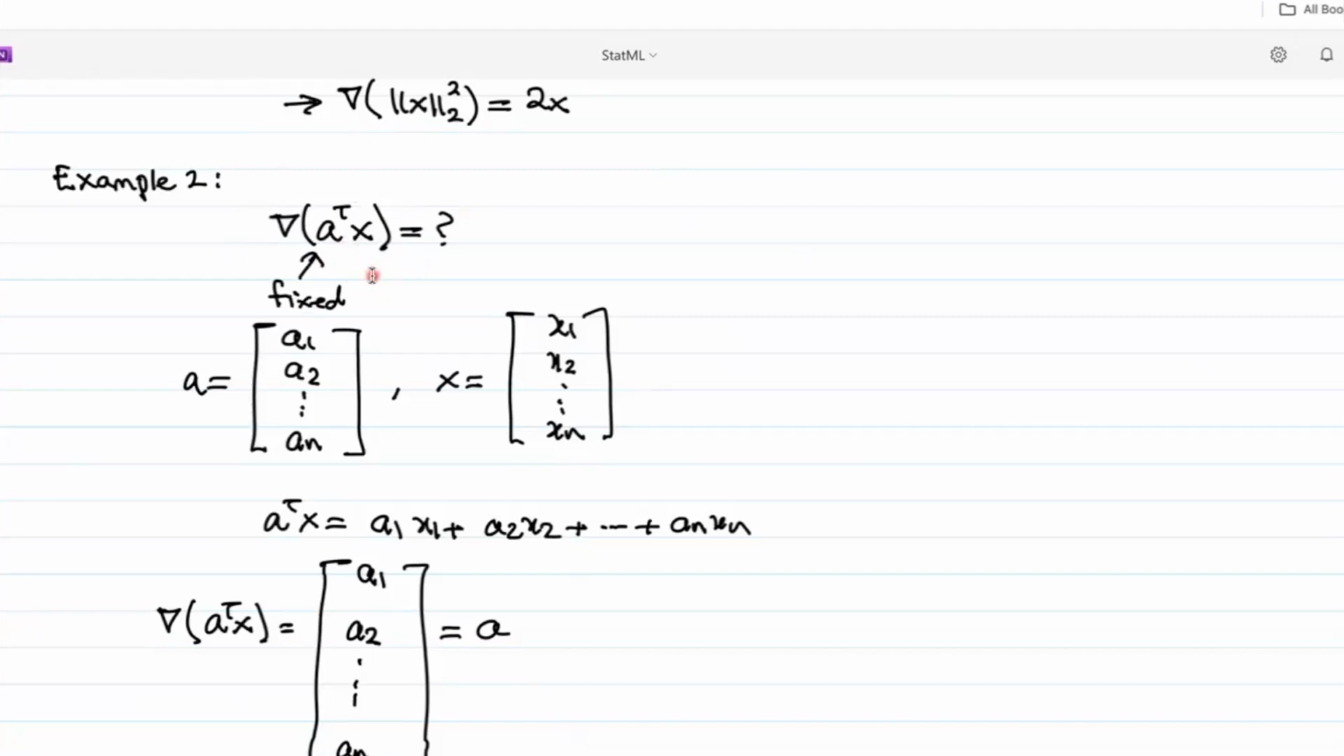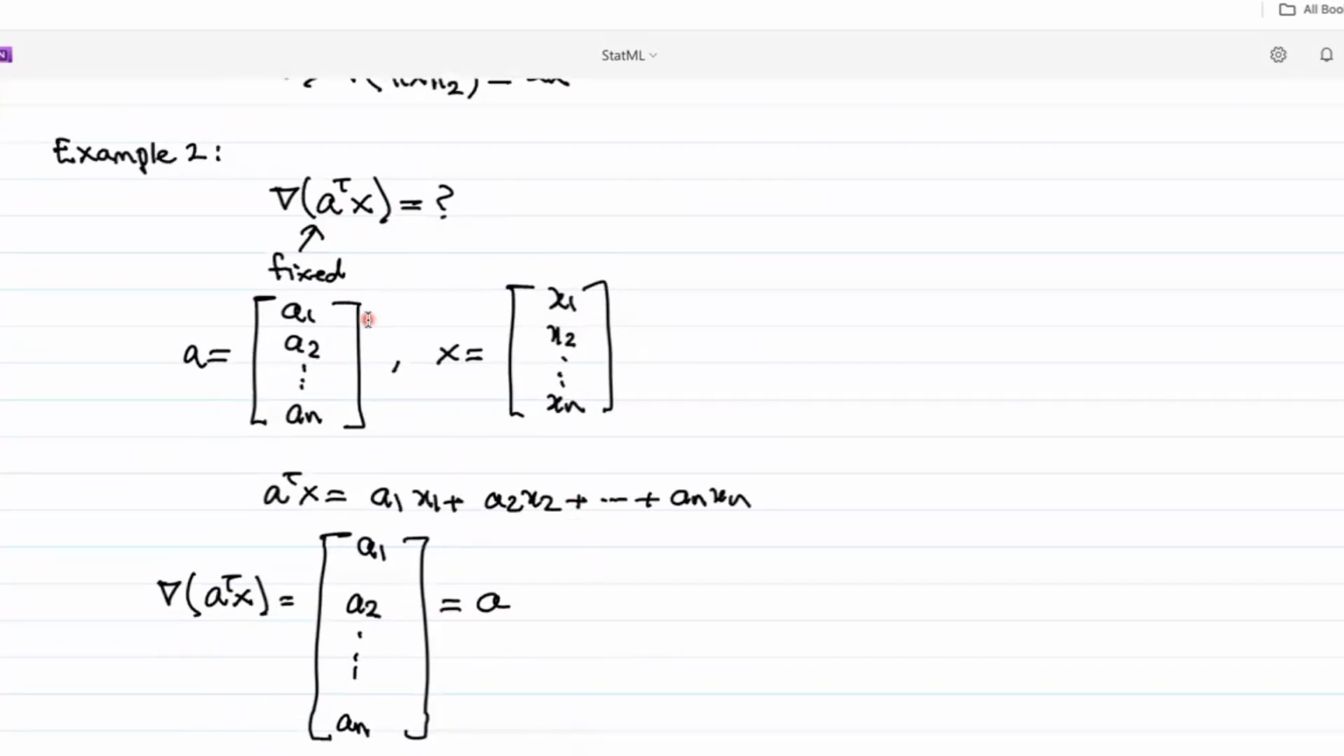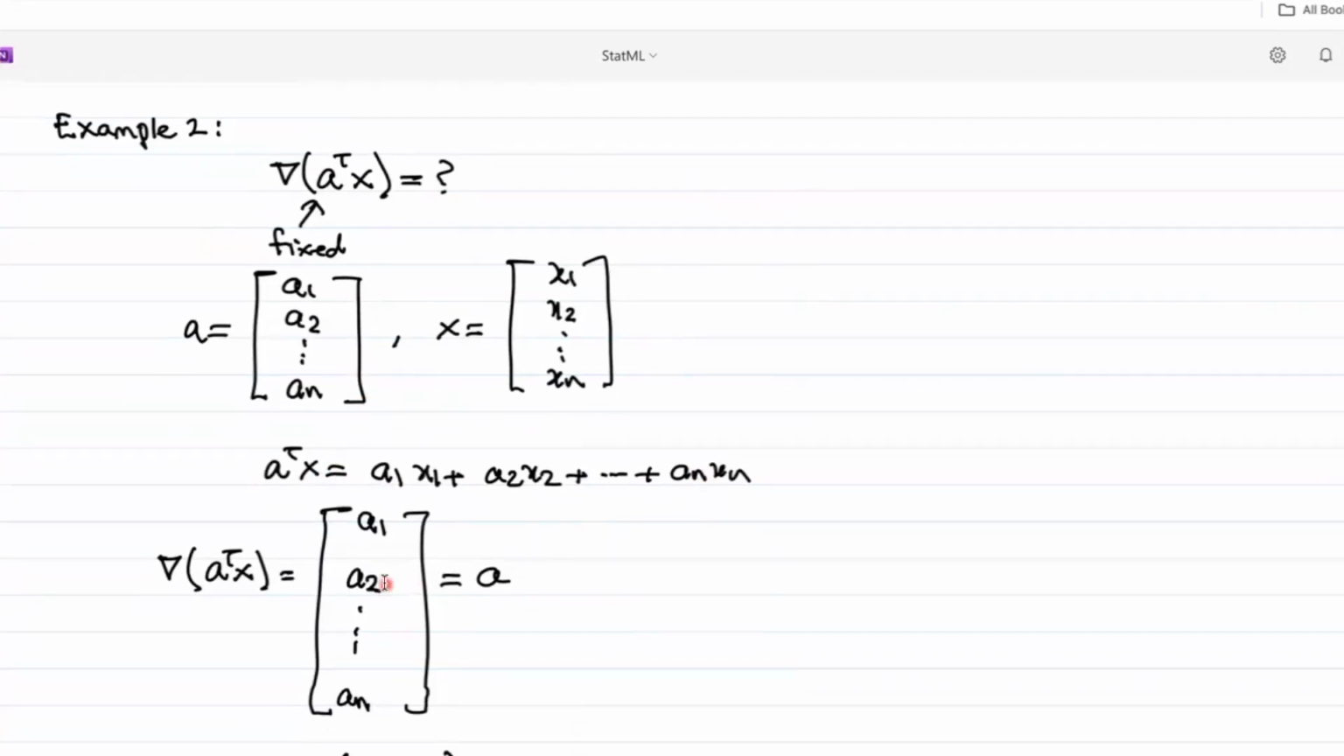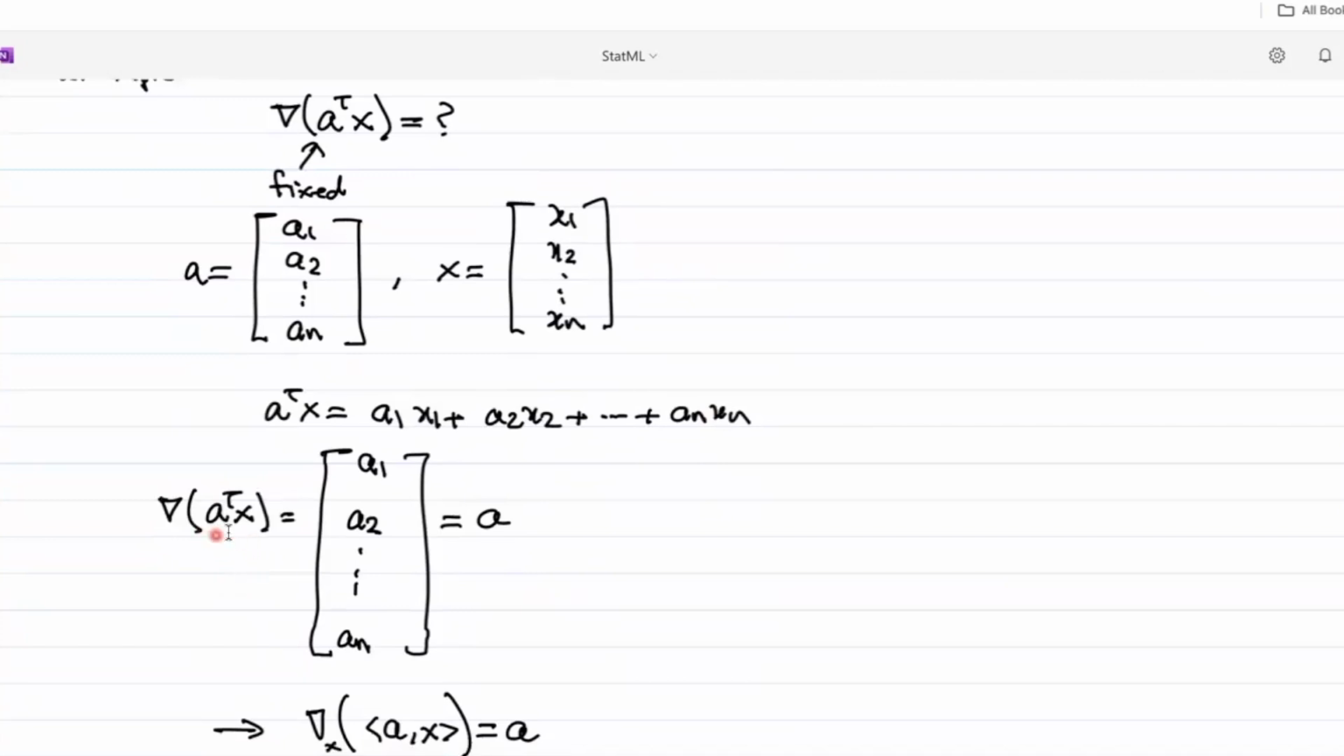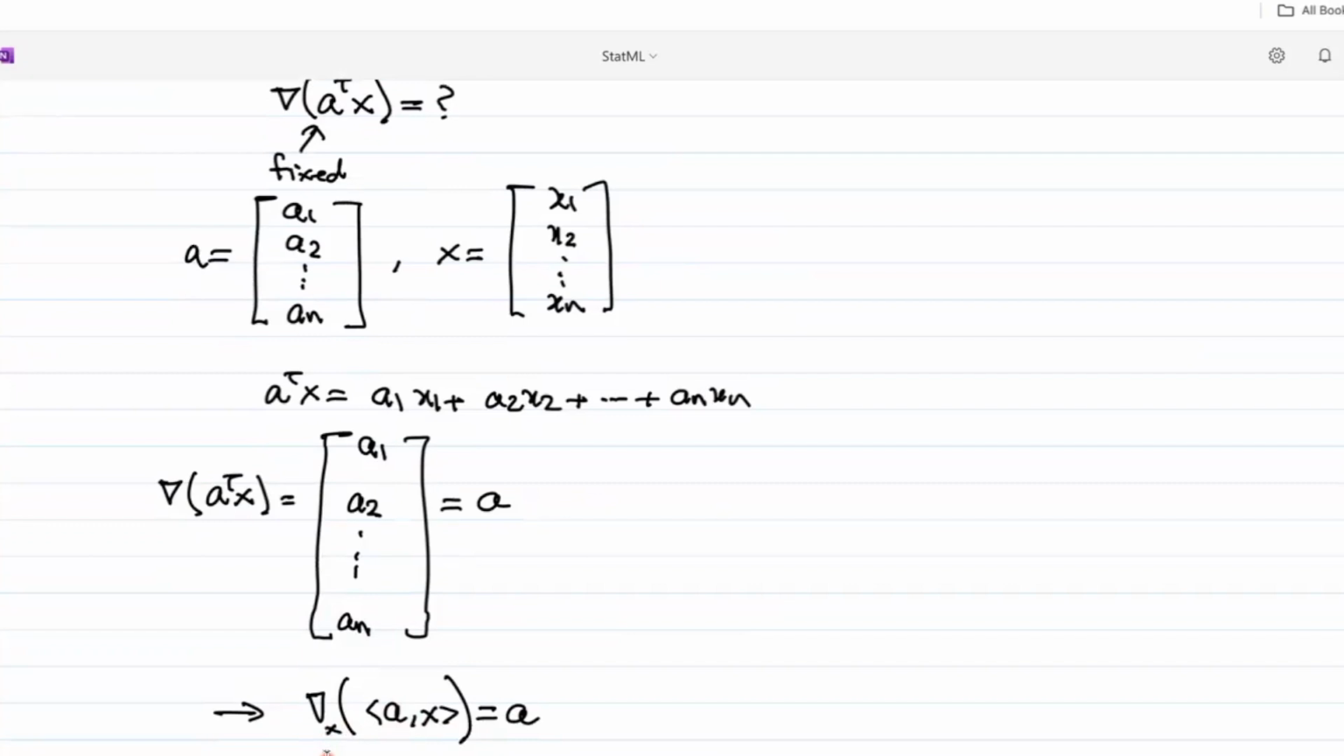We need to find this formula. And again, I think the easiest way to solve these problems is either to look up this information online or in some textbooks, or you can look at a simplified case by expanding these terms. So the inner product between A and X is this weighted sum. If you take the partial derivative with respect to x1, you get a1. With respect to x2, you get a2. And with respect to xn, you get an. So it's very easy to show that the gradient of A transpose X, or the inner product or dot product between A and X, with respect to X, is just A, right? So it's a very simple formula.